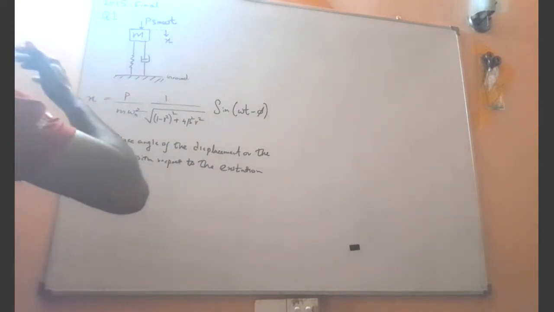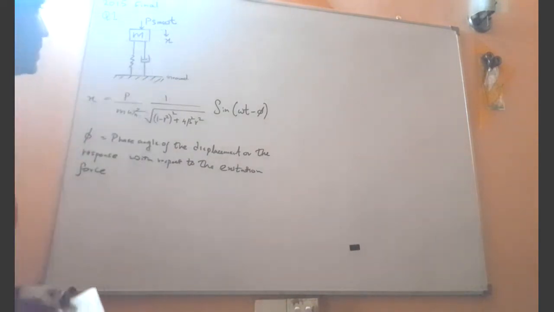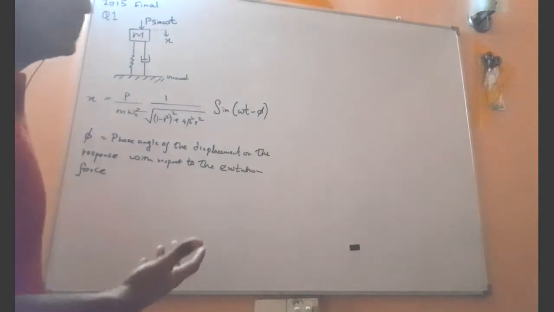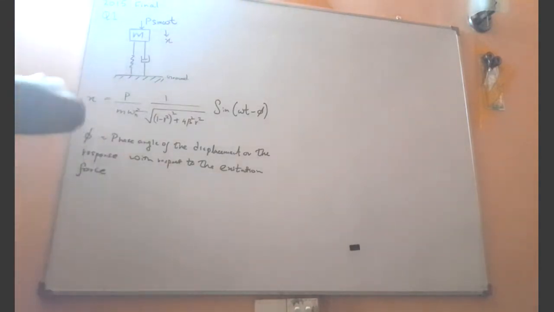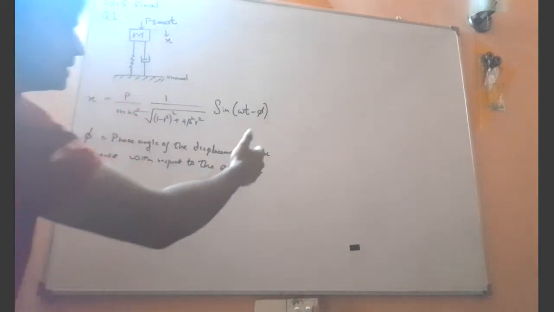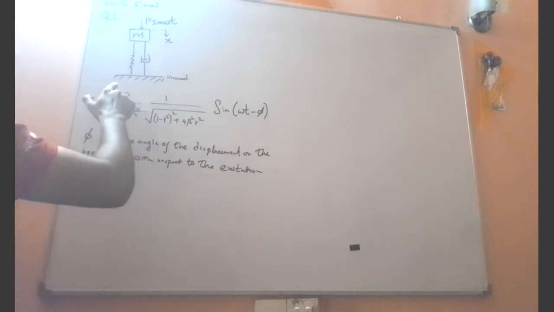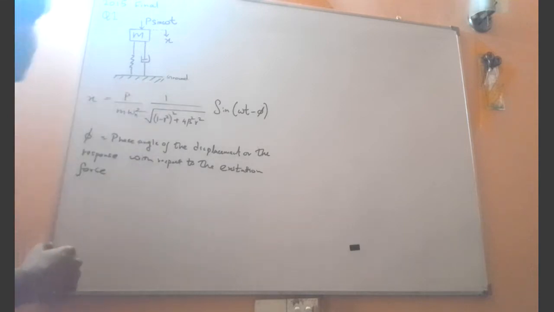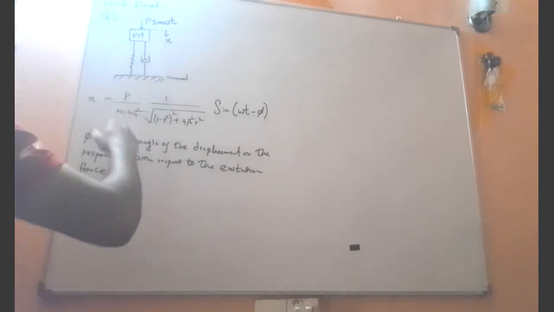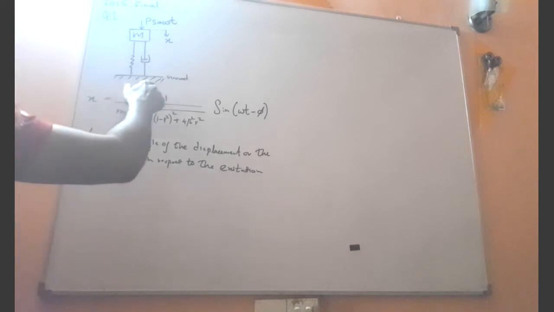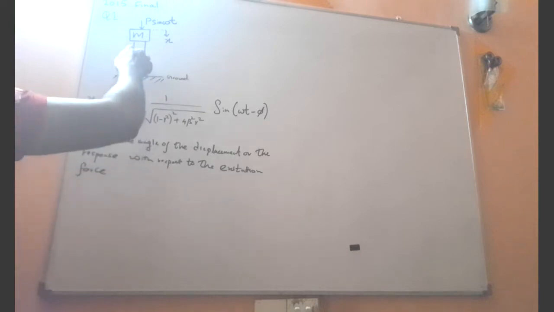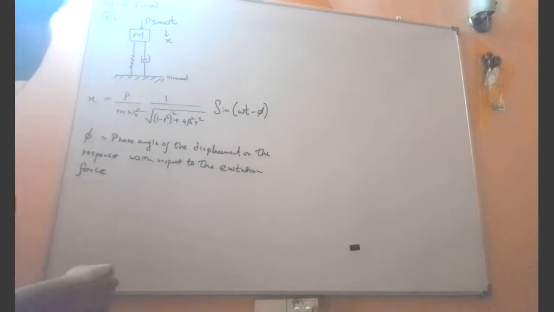Now this is the system. Here we have a mass m, that is the machine mass, and there is an excitation force P sine omega t acting on the mass. This x is the displacement and this is the ground. The mass is isolated from the ground by introducing a spring and a damper.